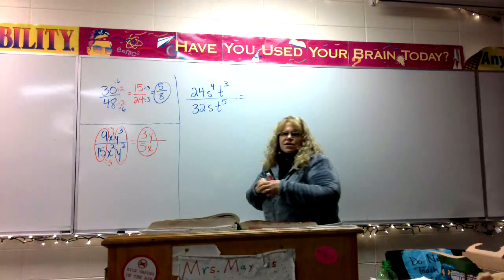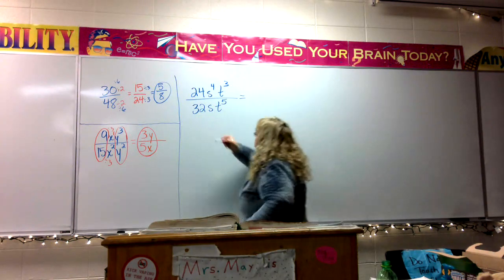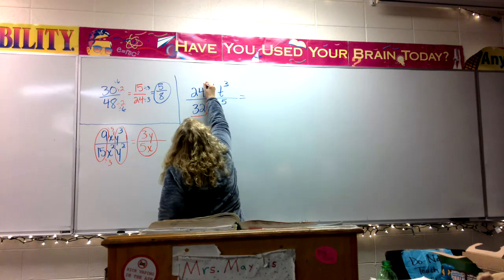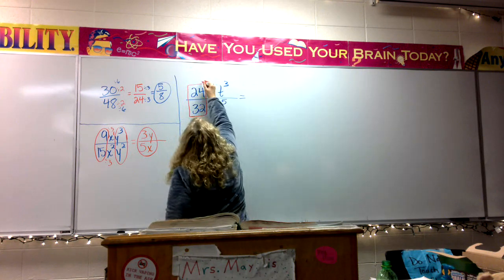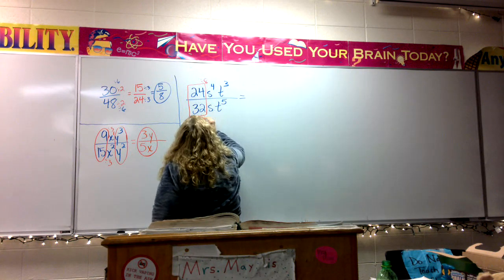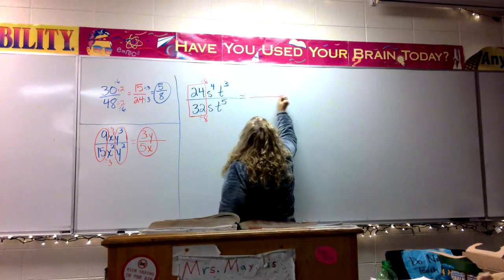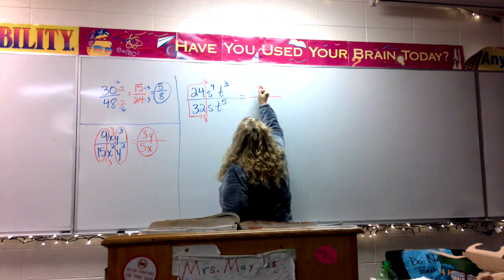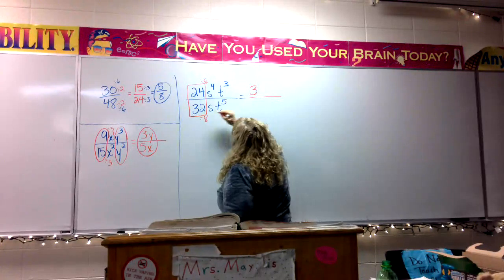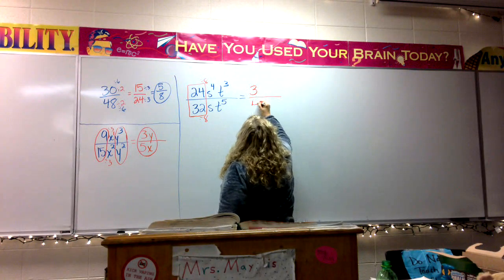So what do we have for the number part? What goes into 24 and 32? 8. Divided by 8, divided by 8. What do you get for that part? 24 divided by 8 is? 3 over 4. 32 divided by 8 is 4.